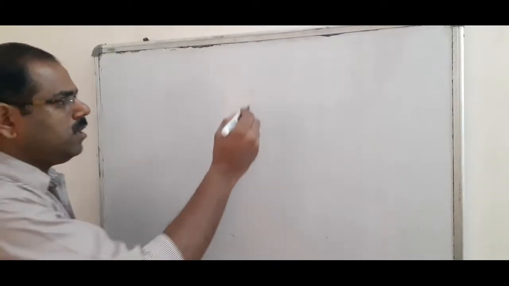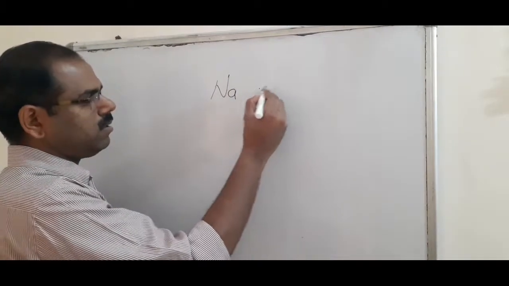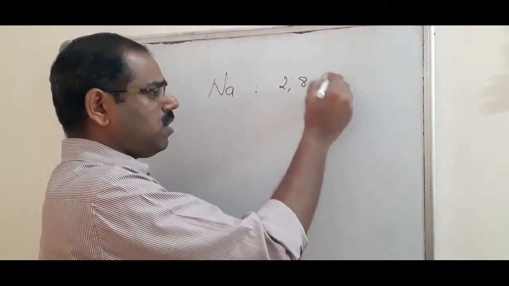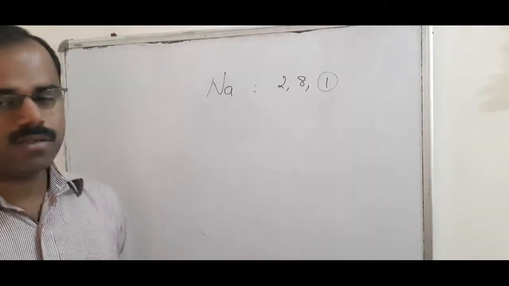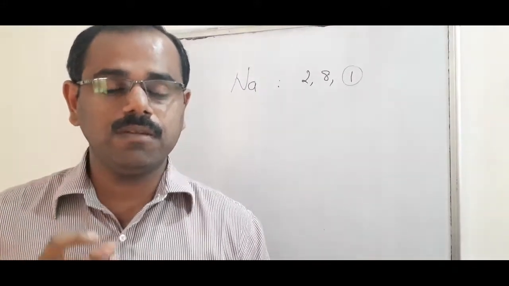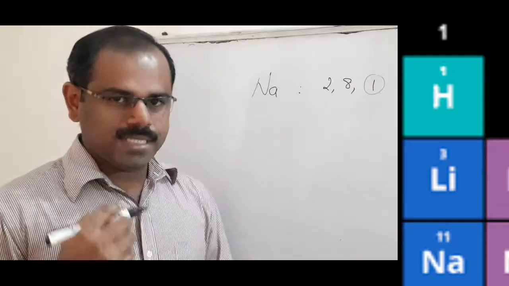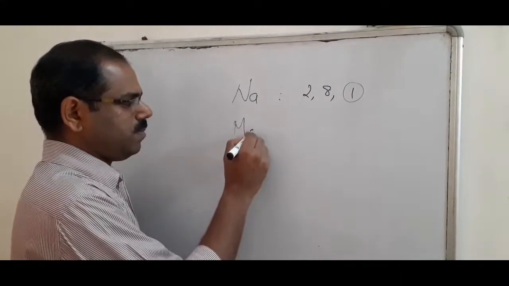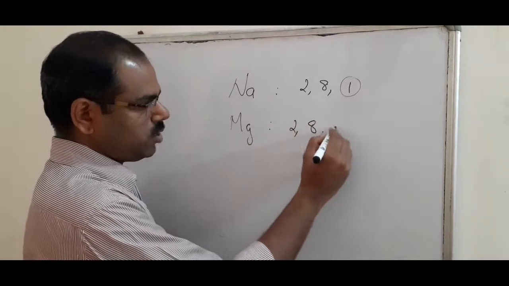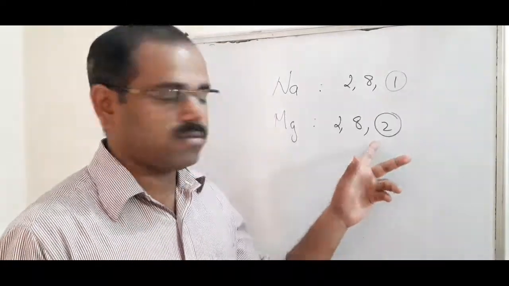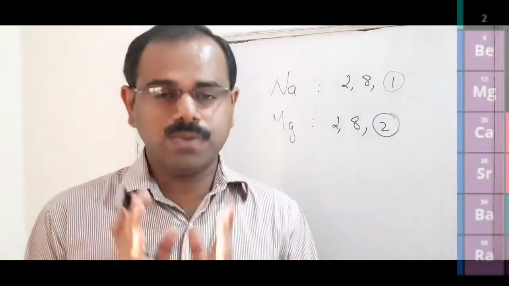We identify which group the given element belongs to. Let us see. If we consider the element sodium, the electronic configuration of sodium is 2, 8, 1, and it has 1 valence electron. If the valence electron is 1, let's check whether it belongs to group 1. Okay, you see sodium belongs to group 1. In the same way, if we consider magnesium, the electronic configuration is 2, 8, 2 and there are 2 electrons in the valence shell. Since the valence electrons are 2, it belongs to group number 2.